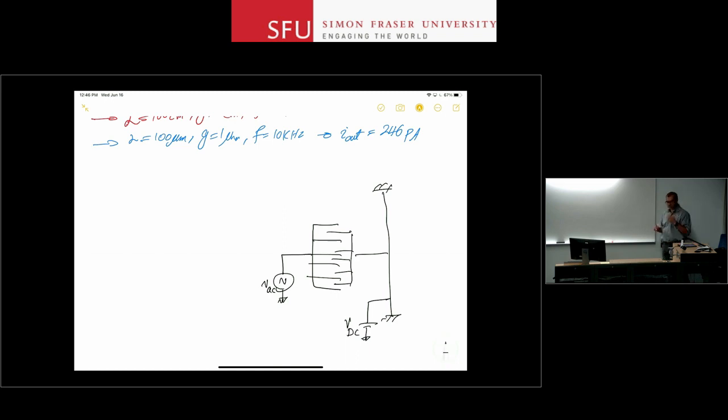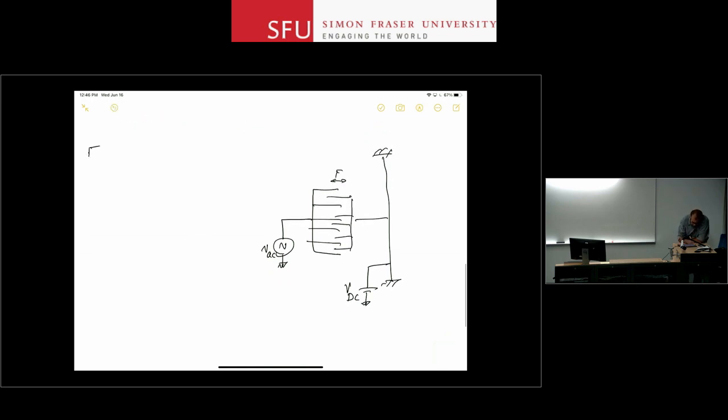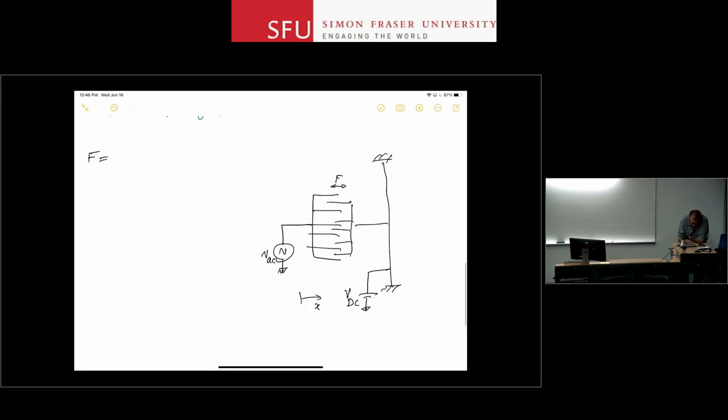I just draw the actuator side of this. So you want to find how much force is applied between these two electrodes. So you go and do the calculations. So the force is, let's say this is the x direction, 1/2 dC/dx times V squared. And V is the voltage difference between the two electrodes, right?